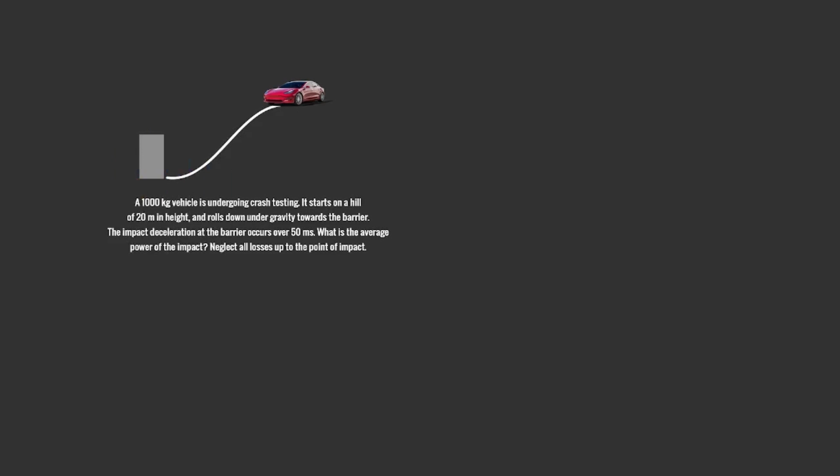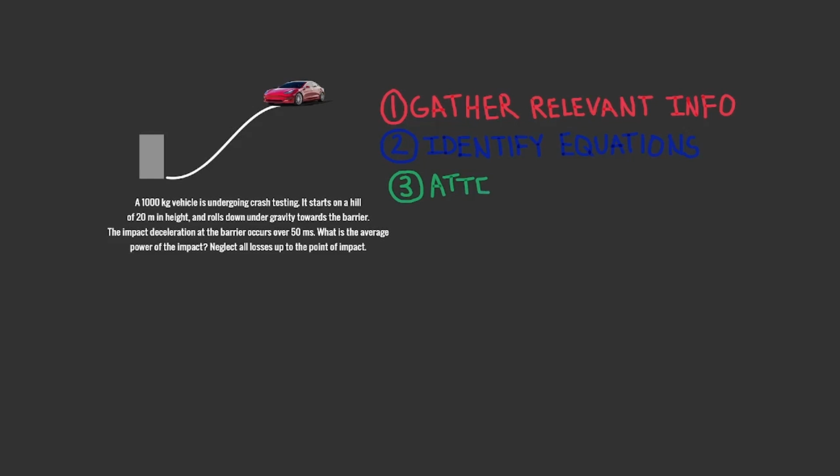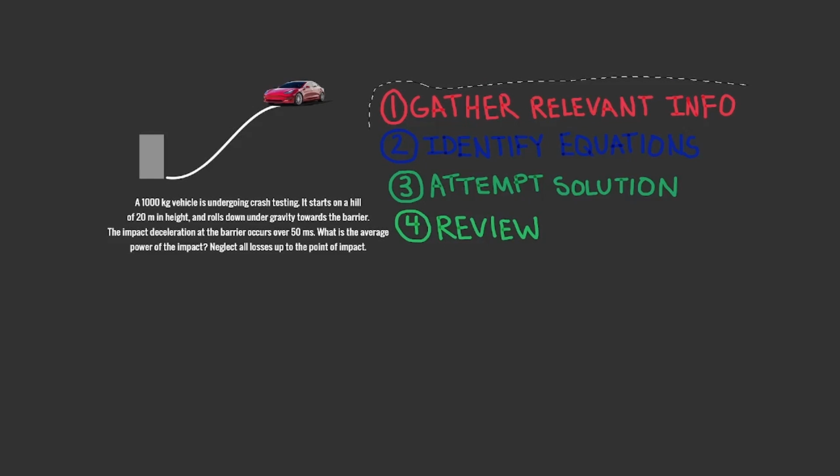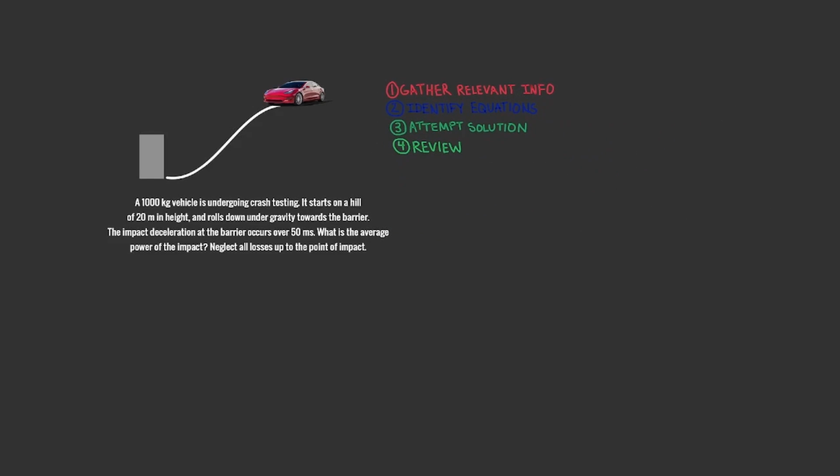Like our previous videos, we're going to break this problem down into smaller steps. Step 1 is going to be gather the relevant information. Step 2 is going to be identify the equations we're going to use to solve the problem. Step 3 will be attempting our solution. And step 4 is going to be reviewing the answer we came up with. Let's dive right in with step 1.